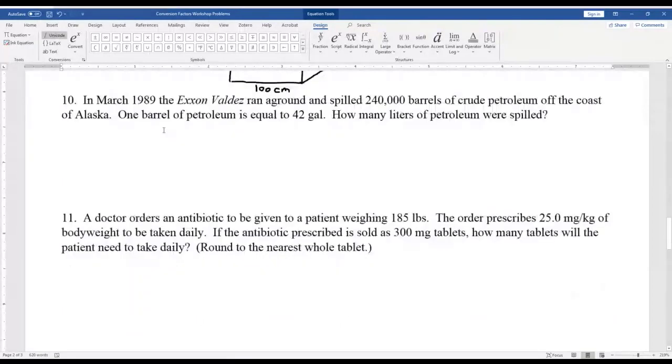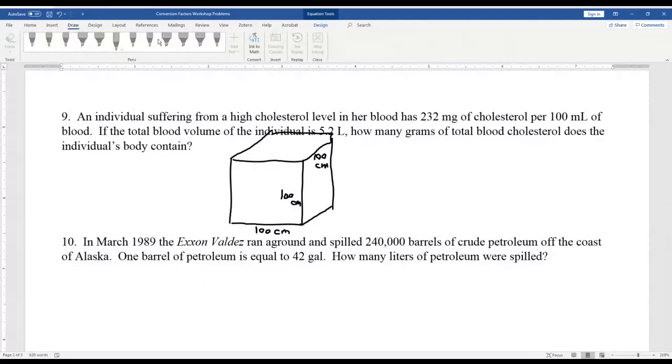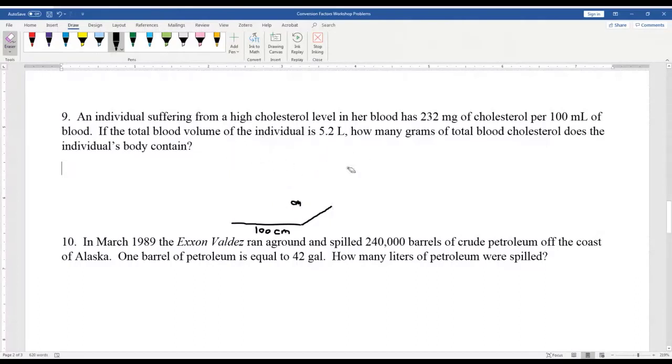So now, oh, what did I do? Okay. So we're gonna skip the old Exxon Valdez. I want to do one of these pharmacology ones with you because I think they're more fun. And here we go. Big eraser. Okay.